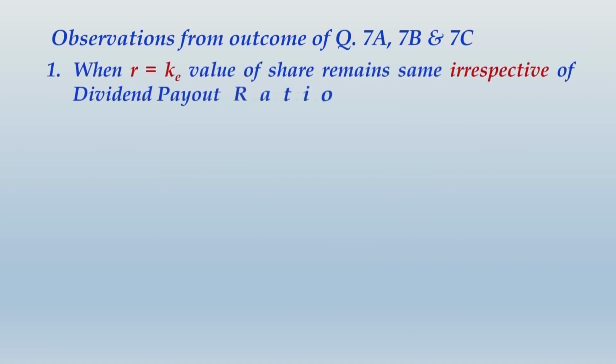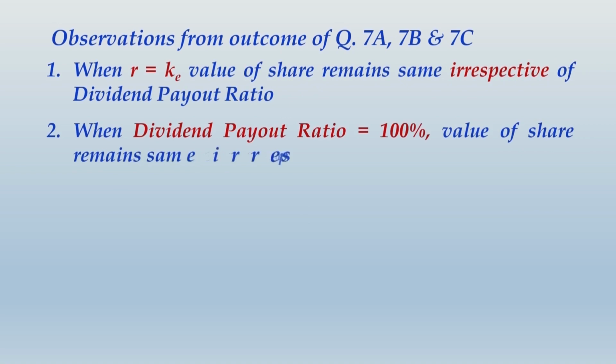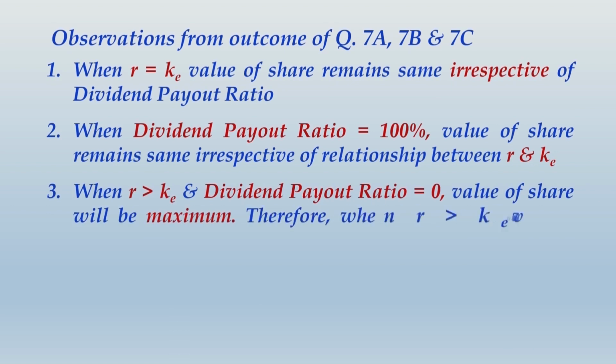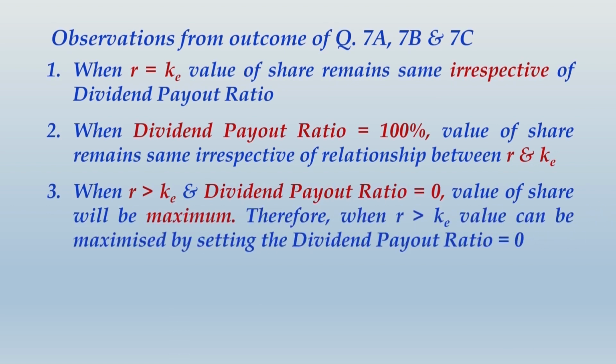Observations from the outcome of question 7a, 7b and 7c, and we now write up those conclusions that we have found. Number 1, when R equals KE, the value of share remains the same irrespective of dividend payout ratio. Second, when dividend payout ratio equals 100%, the value of share remains the same irrespective of the relationship between R and KE. Third, when R is greater than KE, dividend payout ratio being 0, the value of share will be maximum. Correct? That is what we have found. In the table it was 128.